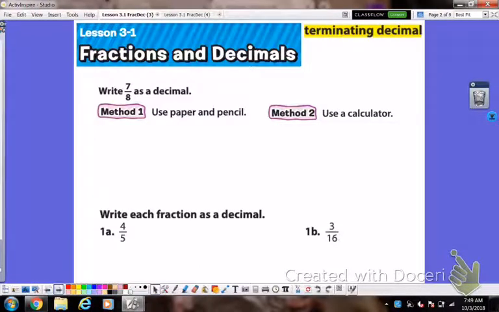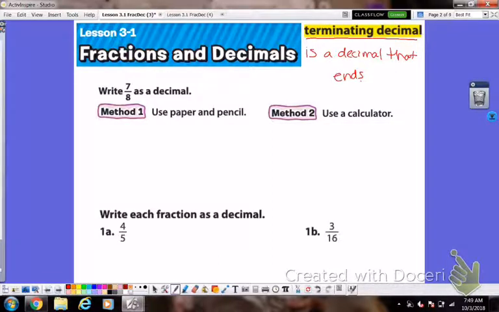Alright guys, today we are starting chapter 3, lesson 1. We'll be talking about fractions and decimals in this section. Okay, so the first thing we want to think about is how we would write a fraction as a decimal. And the first decimals we'll be working with are called terminating decimals. A terminating decimal is a decimal that ends. So it's a decimal that ends.